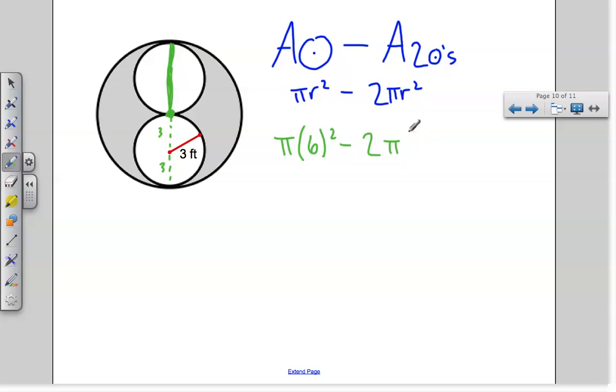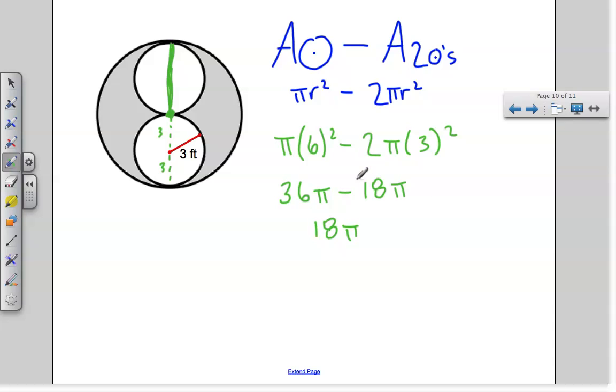Each of those little circles has a radius of 3. So 2 pi times 3 squared. Again, let's simplify before we go to the calculator. 6 squared is 36 pi would be the area of the big circle. Minus 2 little circles. So 2 times, oh wait, I'm going to get rid of that 2. Because 3 squared is 9. 9 times 2 is 18. So that would be 18 pi. Hey, look at that. 36 pi minus 18 pi is actually 18 pi.